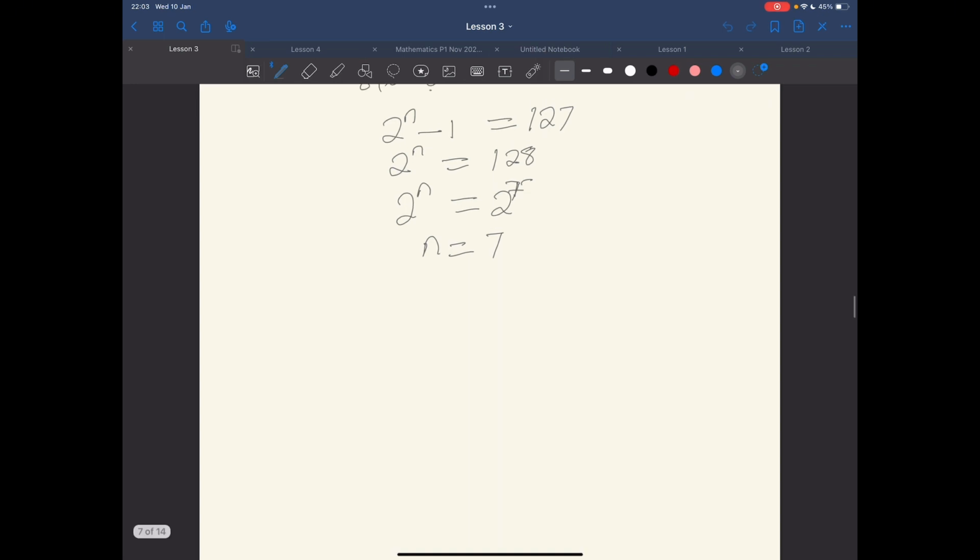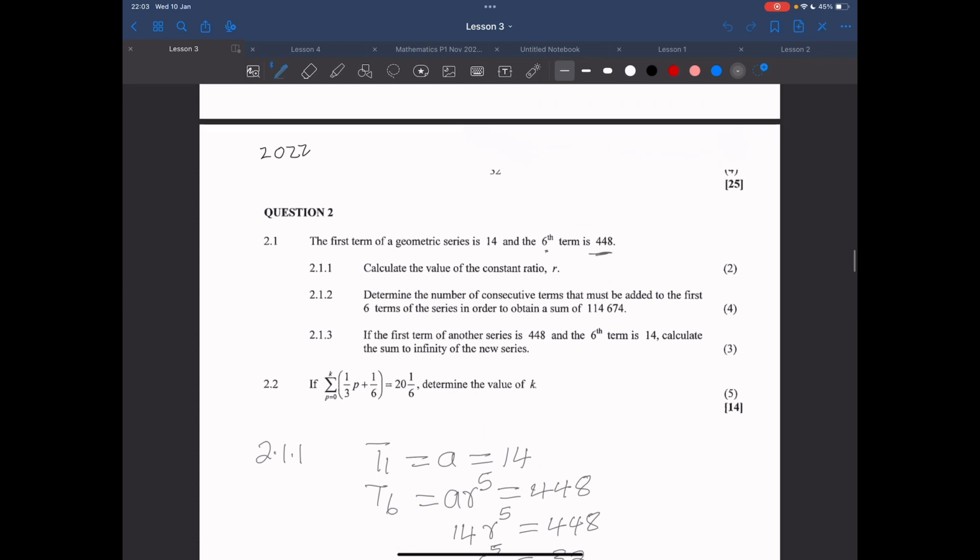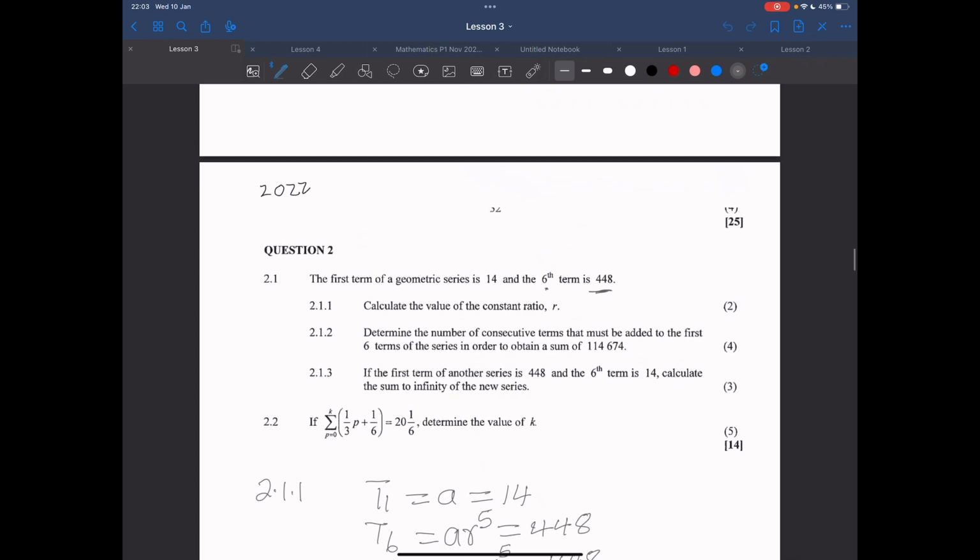So in other words, if we look at these terms, the question says, determine the number of consecutive terms that must be added to the first 6 terms of the series in order to obtain a sum of 114674. In this case, we just take the terms as they are.